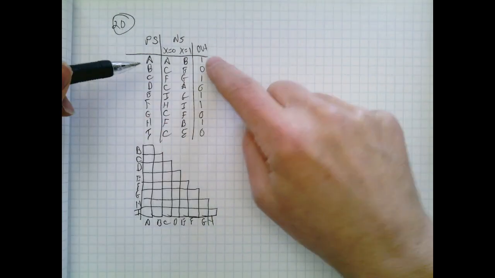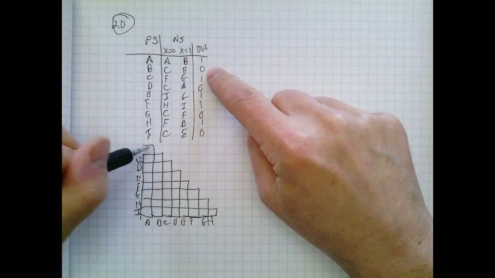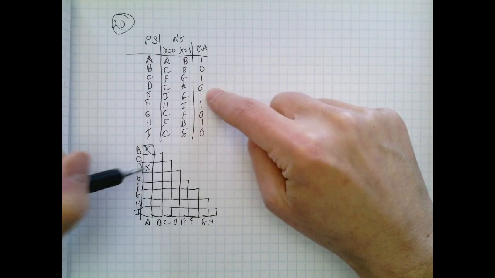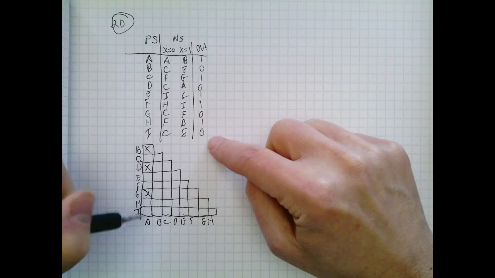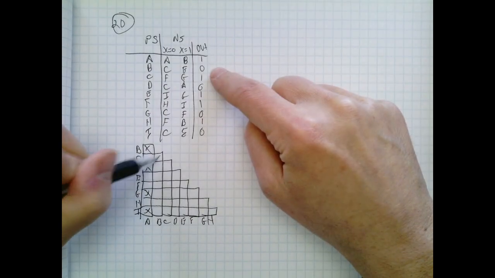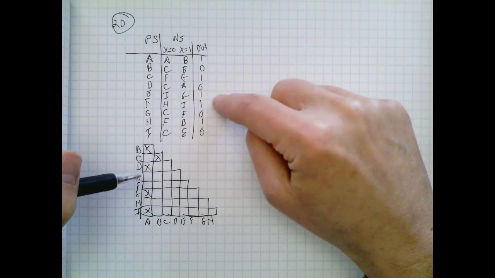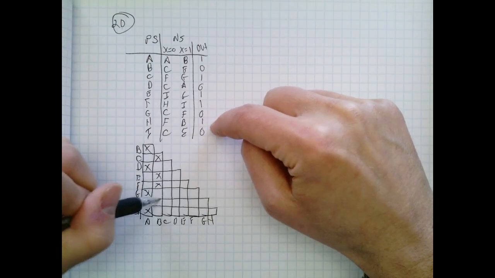And now I can say that A is not the same as B because the outputs are different. A is not the same as D, and A is not the same as G, and A is not the same as I. B is not the same as C. B is not the same as E. B is not the same as F. B is not the same as H.